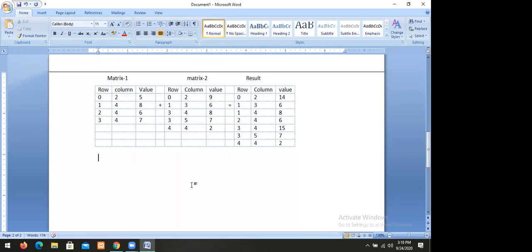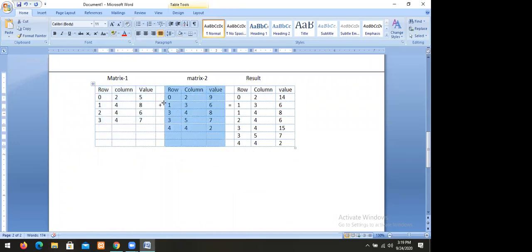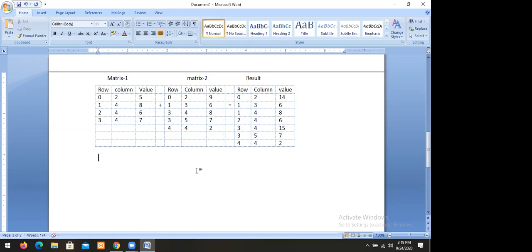This is the sparse matrix addition. So this is the first matrix. This is the second matrix. When you perform the addition of these two matrices, this is the result. Then I want to write an algorithm for how to perform addition of these two sparse matrices. What is the procedure to perform addition of two sparse matrices?